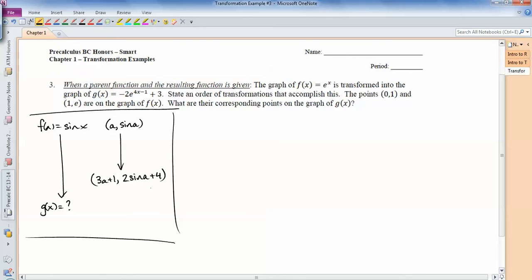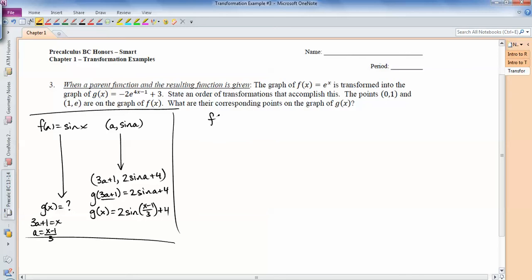And so then you can use substitution. I know that g of 3a plus 1 is going to equal 2 sine a plus 4. And so if I call this 3a plus 1 x, then I can solve for a, and I'm going to get, let's see, x minus 1 all over 3. So now I can come back over here and say, okay, if I replace this with x, then it's g of x, but then I have to replace the a with x terms, so it's 2 sine of x minus 1 over 3, plus 4.